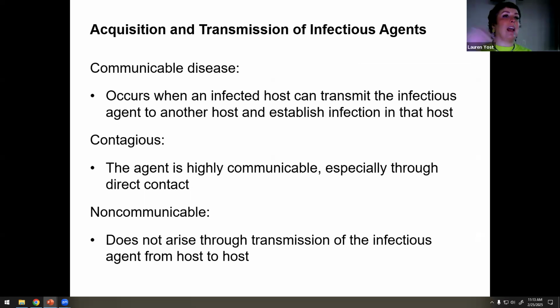Communicable disease is anything that can be transmitted from person to person. A contagious disease is highly communicable, which means more easily spread. Non-communicable is a disease that you get that could be an infection, but you're not going to spread to somebody else. If I get a UTI, am I going to spread that to you guys? No, that's non-communicable.